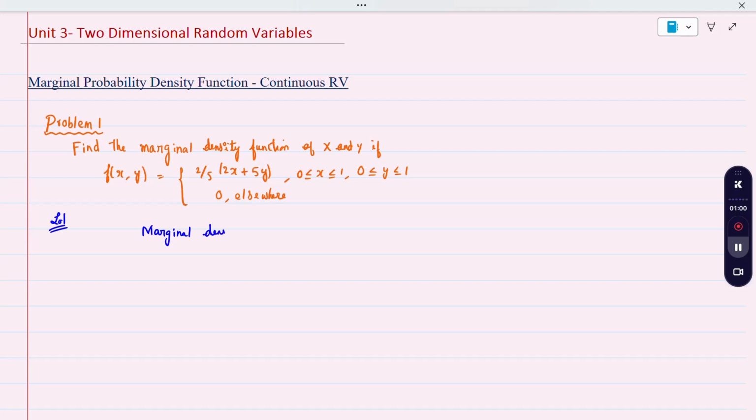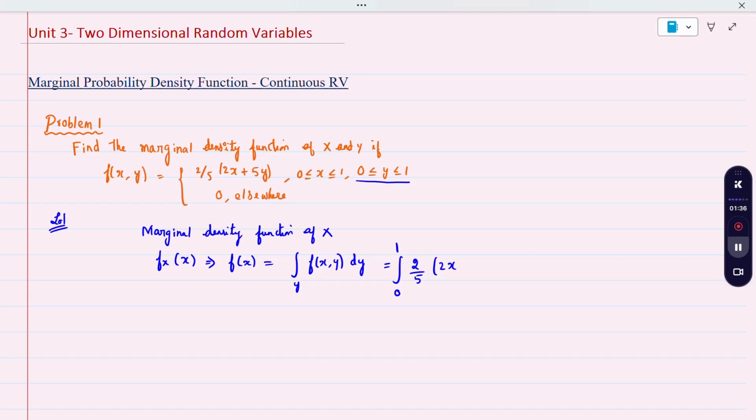What is the formula for this? It is f of x, or f_X of x; simply f of x is not wrong. The formula is the integral over the limit of y of f of x comma y dy, which gives f of x. The limit of y is 0 to 1. F of x comma y is given in the question: 2 by 5 into (2x plus 5y) dy.